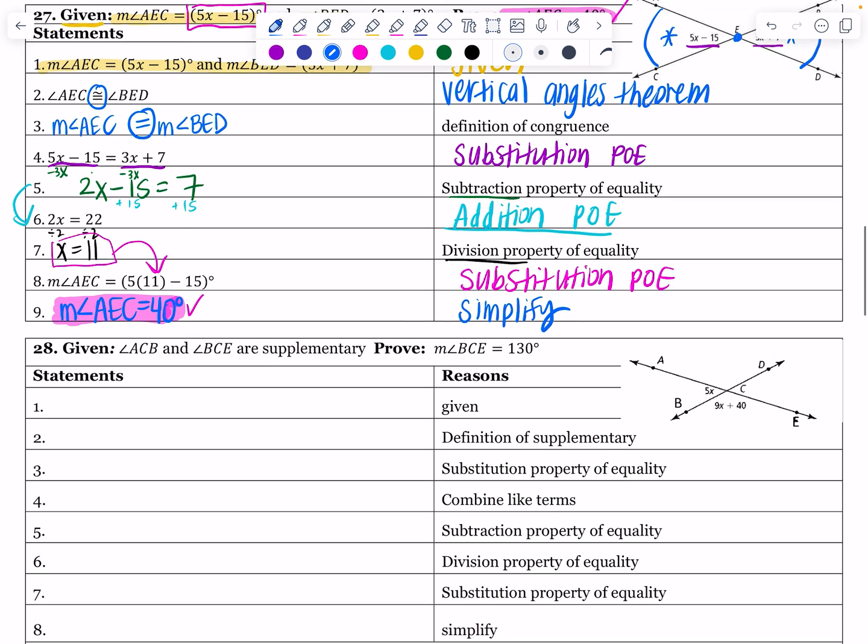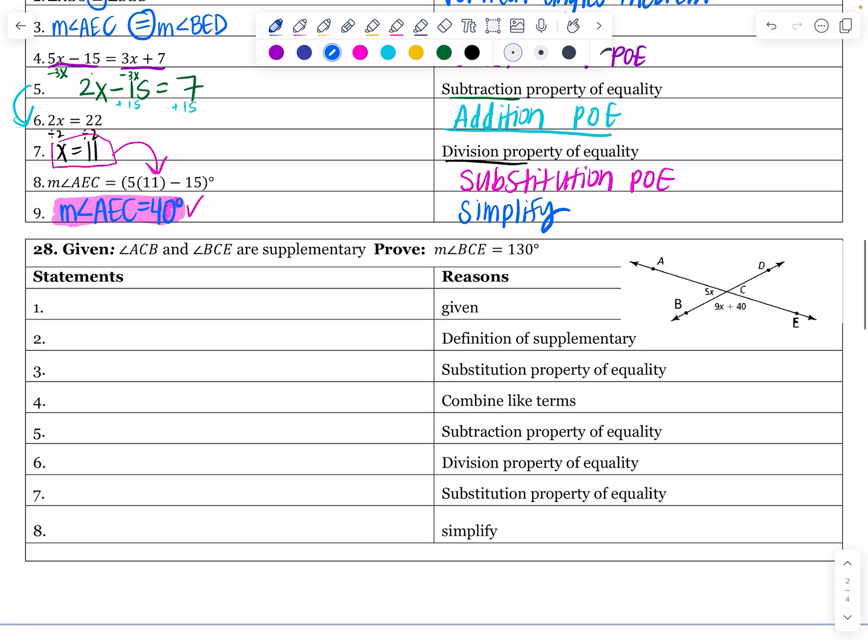Let's move on to the last proof. Last proof. Be excited. Let's cheer. You've got this. You can do this. You can do hard things, my friends. Let's look at proof 28.